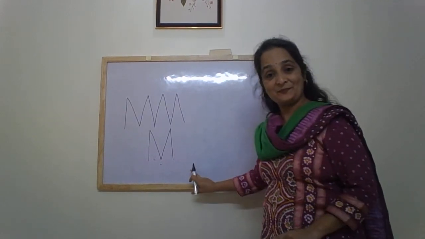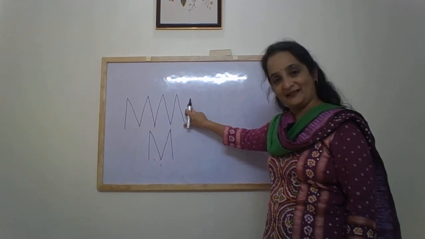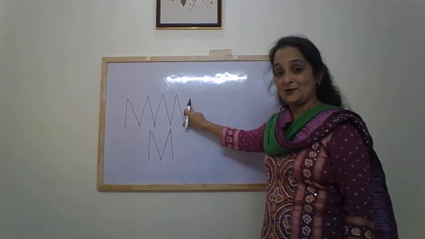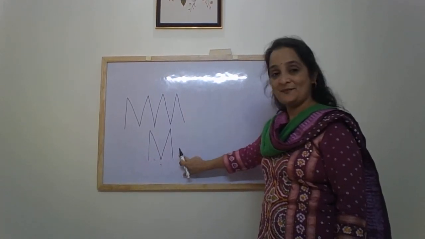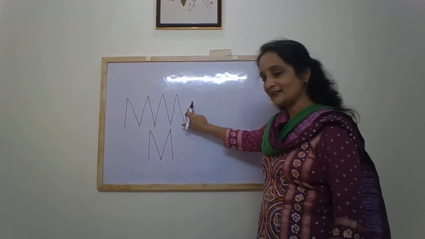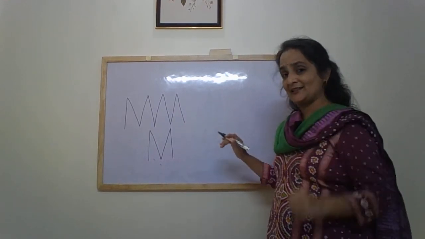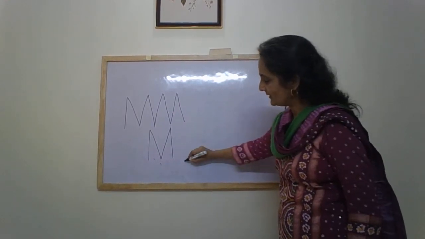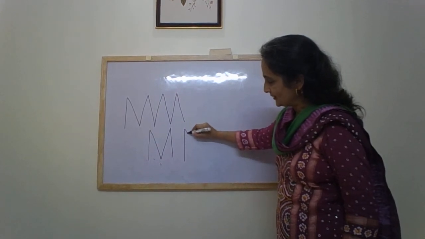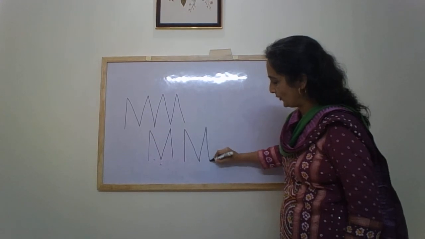This is M. M is a letter. This is a pattern. Children, don't make a mistake. M is a letter with only 4 lines. This is a pattern with many lines. Let's write letter M again. 1 up, 2 down, 3 up, 4 down.